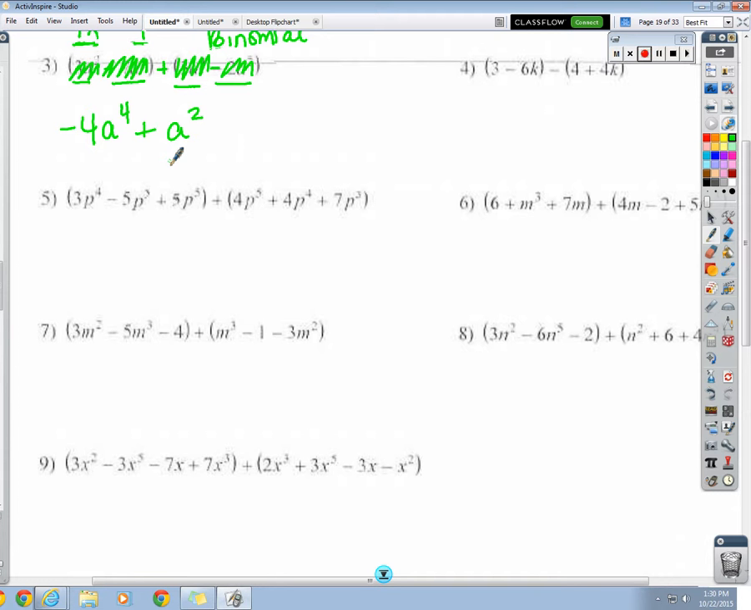Okay, so now that we have our polynomial in standard form, what is the highest exponent in that answer? 4. Does anybody remember the special name for a degree 4? Quartic. Good. And then how many terms does that have? 2, so it's a binomial. Right. Y'all are remembering this better than some of the classes.